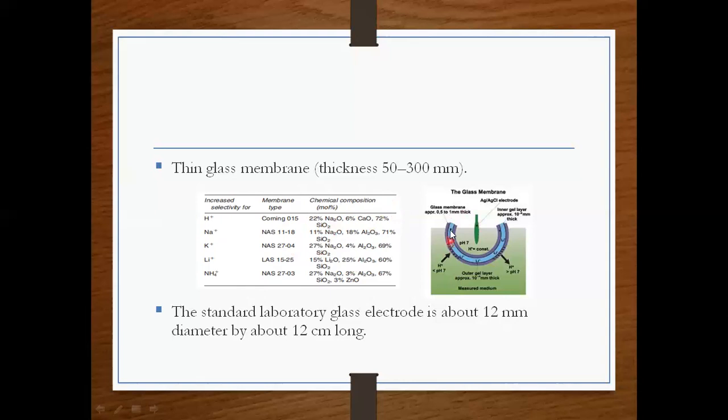So here is the schematic diagram of the glass membrane. This one is the dry glass body, here is the internal gel layer, and this one is the external gel layer.